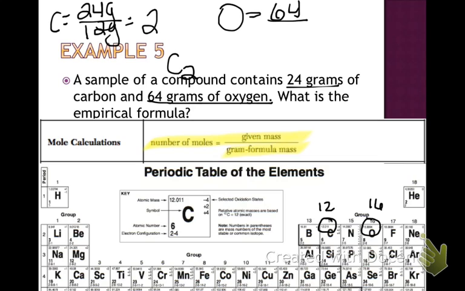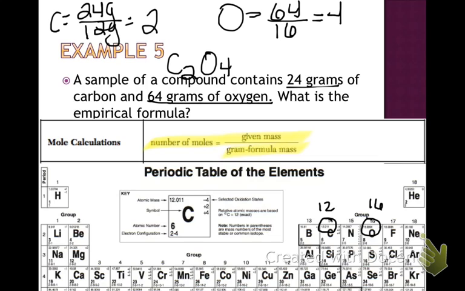Okay. So that's the given mass given to me from my question. And then we'll divide that by the gram formula mass, or the mass from the periodic table. And we can round that for today. That's going to be 16. Divide the 2, and you should get 4. So we have C2O4.